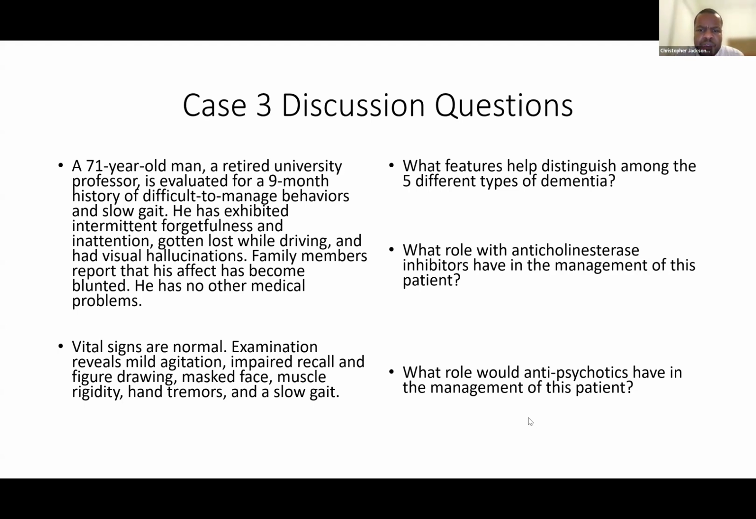So, if you can, just in the chat, give me some things that could help us distinguish among the different types. And I'll start off by saying when I say different types, I'm thinking Alzheimer's, dementia with Lewy bodies, progressive onset dementia, things like Creutzfeldt-Jakob disease. What things help us distinguish amongst them? What do you think?